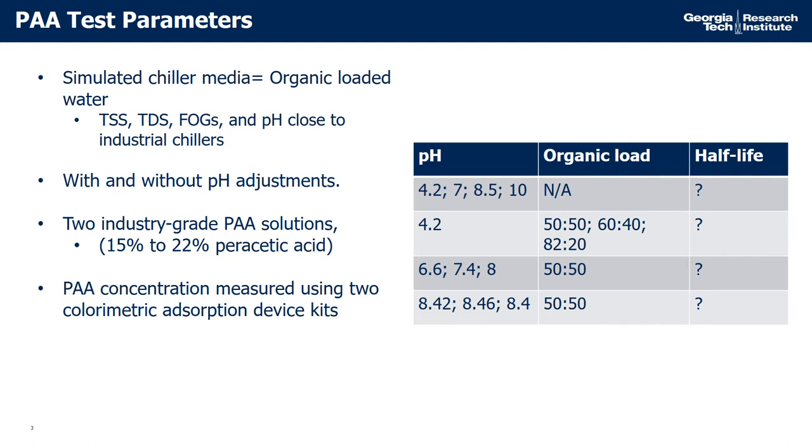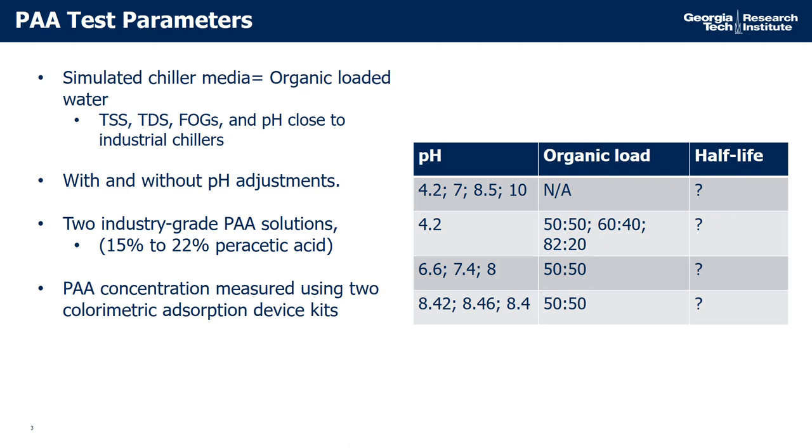So for all of our laboratory-based tests we conducted, we utilized a simulated chiller media. This media was created in order to standardize the amount of organic carbon load in our tests to match that of industrial chillers. Again, this organic carbon was in the form of TSS, TDS, and FOGs. Additionally, when pH was considered in our tests, we adjusted the pH of our media to those within range that is used in industry today.